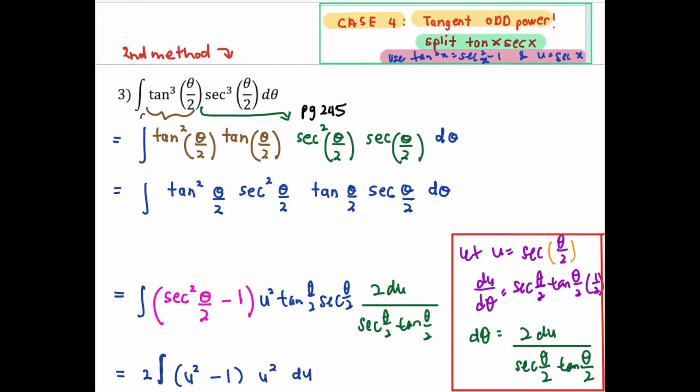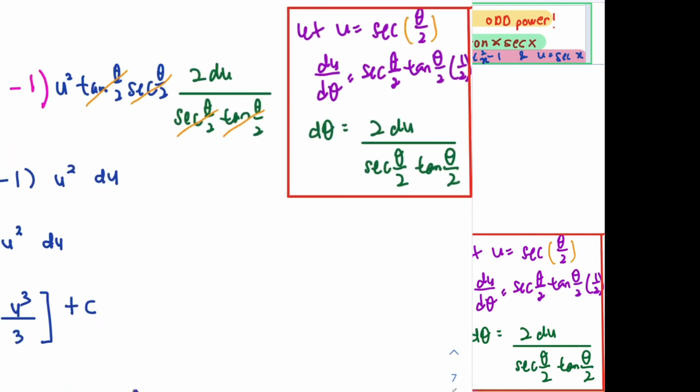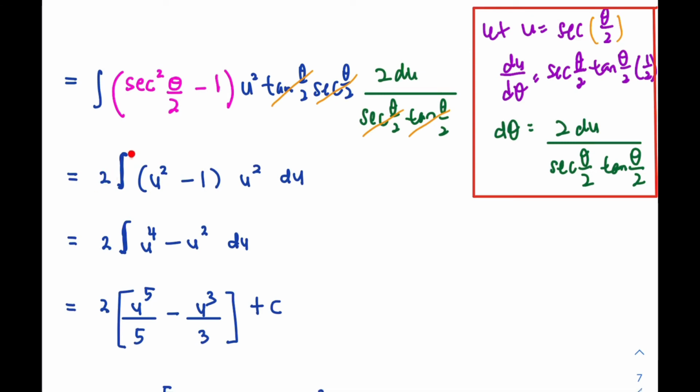So now let's rewrite everything in terms of u. This is what we have changed earlier. Secant squared theta over 2 is just u squared. And the factor that we need to cancel out, just rewrite it back. And for d theta, let's just cut and paste this. Now you can see that this is the same function, so you are ready to cancel out. Then let's focus on what is left. This is 2, just take it out, integrate, and this is u squared minus 1 in bracket, and this is u squared, and this is just du.